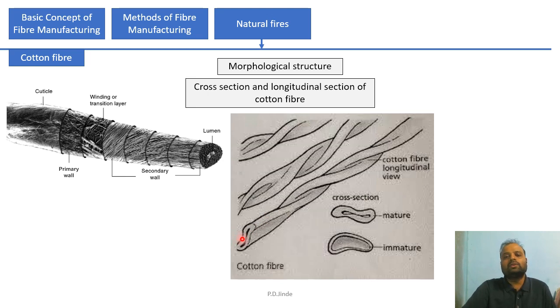So up till now you can understand this is a longitudinal section and these are the cross sections. Cotton fiber cross section looks like a bean shape or kidney shape. This is a mature cross section, this is an immature cross section of fiber. These are the longitudinal sections of the fiber.